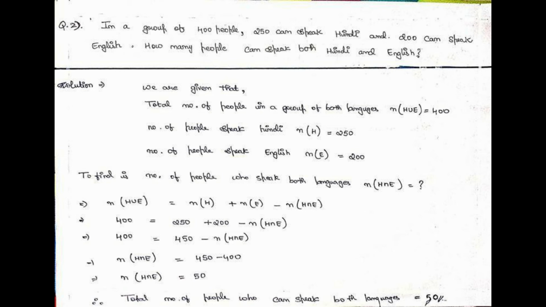that is n(H) + n(E) − n(H ∩ E). On further calculation, at last we get the answer n(H ∩ E) = 50. So the answer is: the total number of people who can speak both the languages is 50.